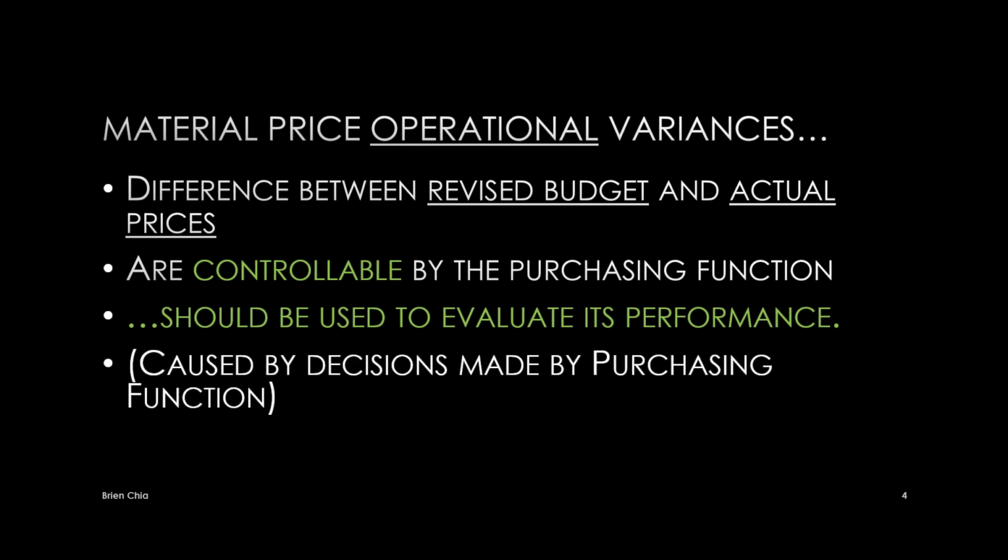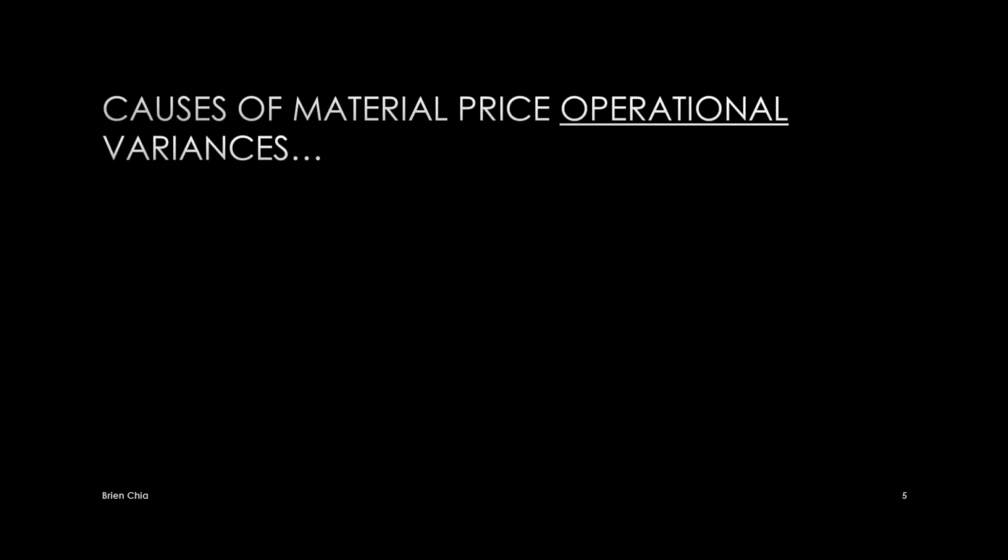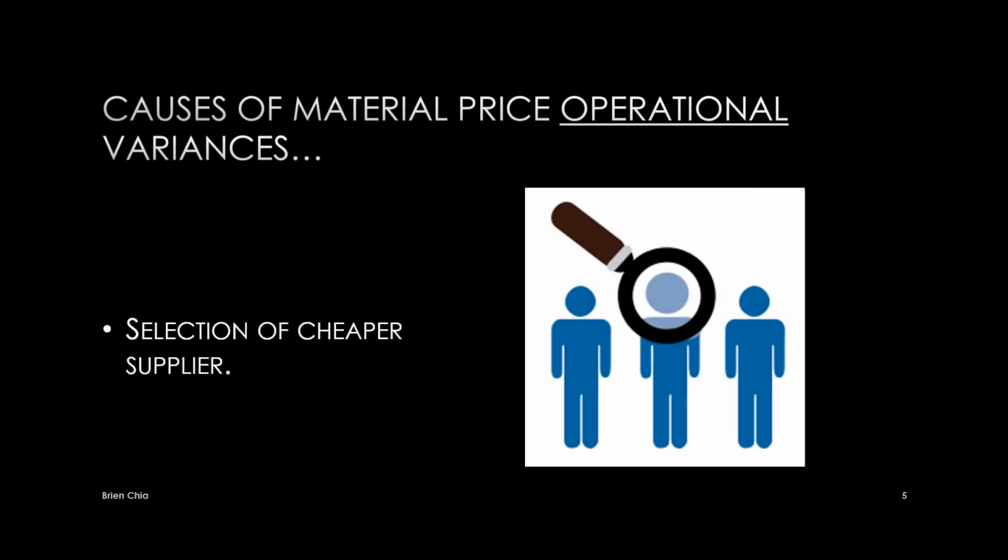The main reason for a material price operational variance is that it's affected by purchasing function decisions. That means what they do in their purchasing function affects the material price operational variance. So some of the causes of the operational variance would be, first of all, the selection of a cheaper supplier. If the purchasing function has the capability, they can choose between cheaper suppliers, and choosing a cheaper supplier will lead to a favorable operational variance.